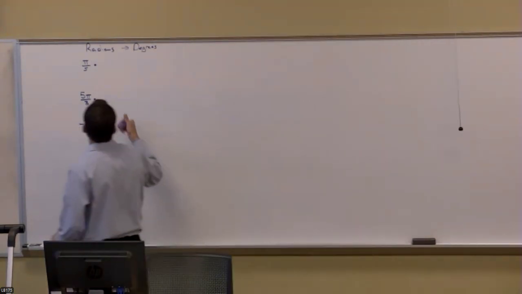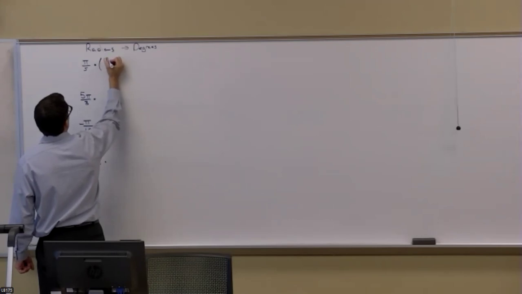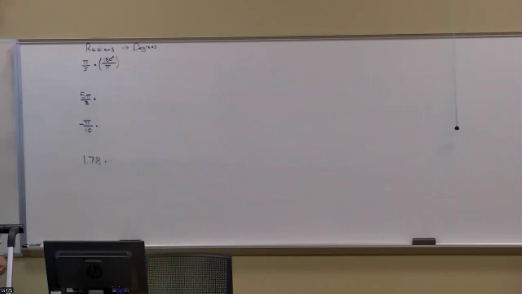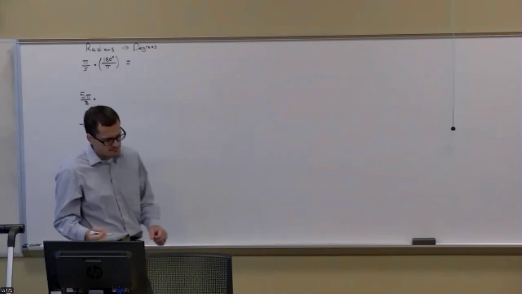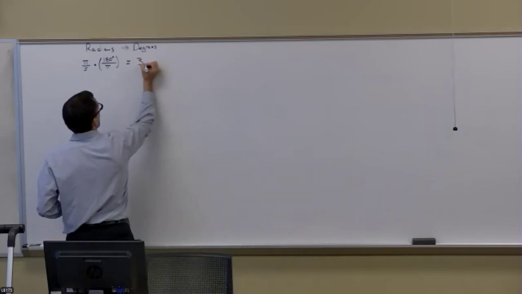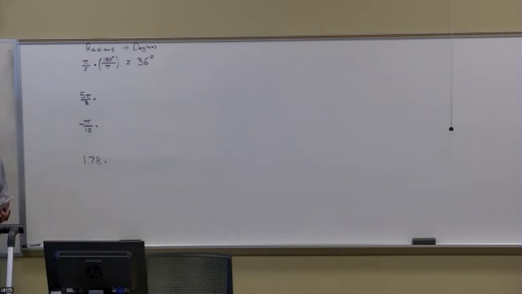All right, since we started with radians and we want to end with degrees, we're going to put the degrees on top, 180 degrees, over pi radians on the bottom. So we just flip that. When you do that, in this case, you end up with 36 degrees. So pi over 5 radians is 36 degrees.